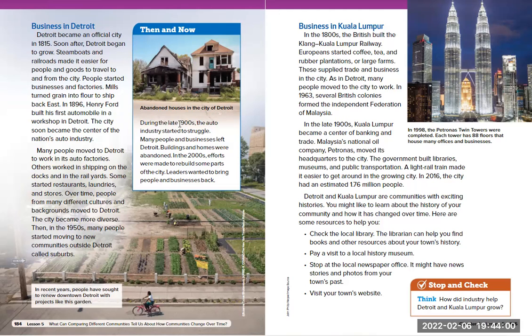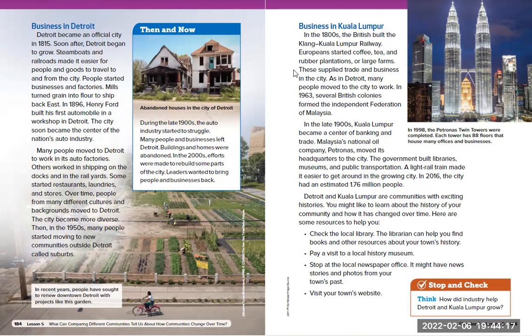During the late 1900s, the auto industry started to struggle. Many people and businesses left Detroit. Buildings and homes were abandoned. In the 2000s, efforts were made to rebuild some parts of the city. Leaders wanted to bring people and businesses back.